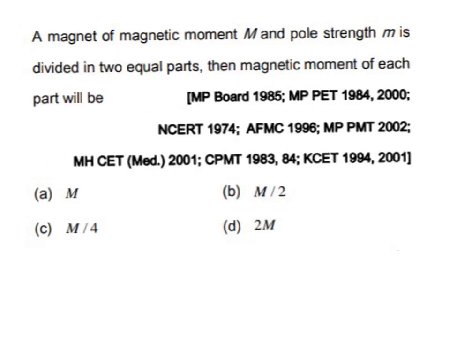Okay, a magnet of magnetic moment M and pole strength m is divided into 2 equal parts. Then the magnetic moment of each part will be? So here in this particular problem, we have two different options. Say this is a magnet now. I can cut this magnet like this, horizontally, or else I can cut this magnet like this. In this fashion I can cut this one.